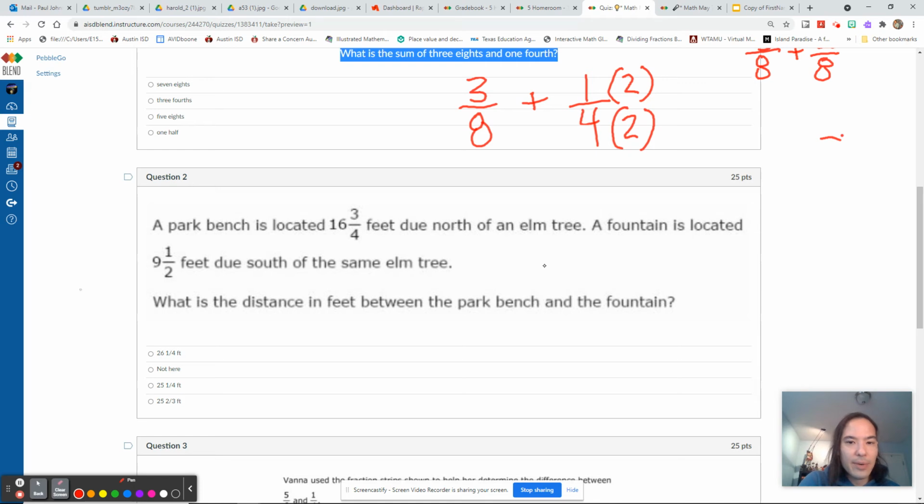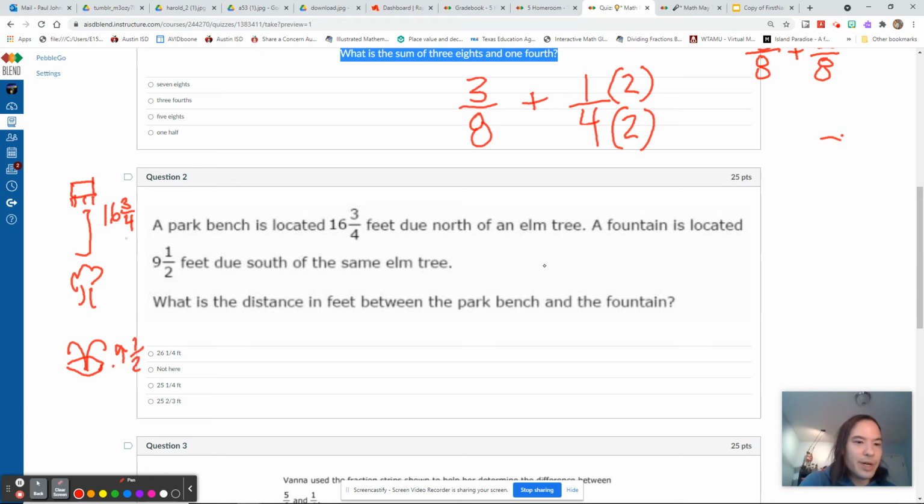All right, so here is a tree, and it says the park bench. The park bench is 16 3/4 feet away, and then there is a fountain that is 9.5 feet away.